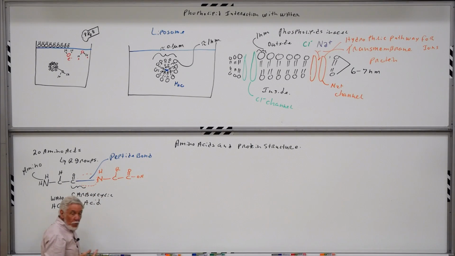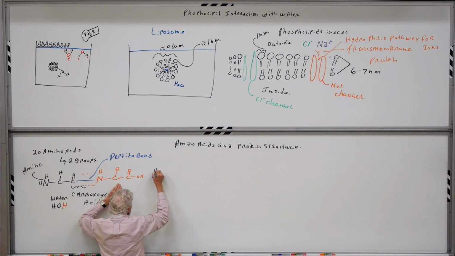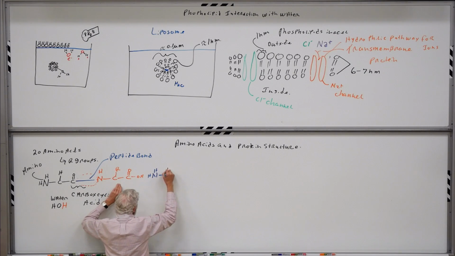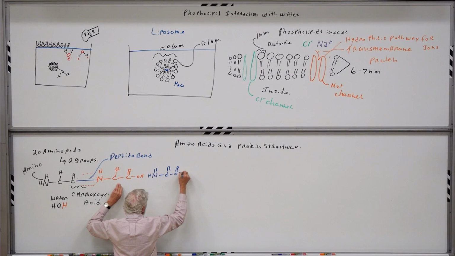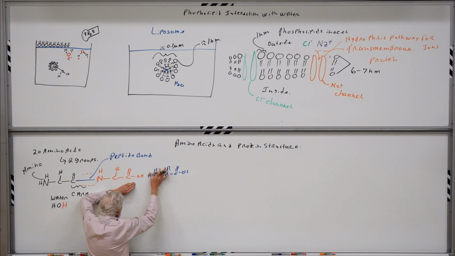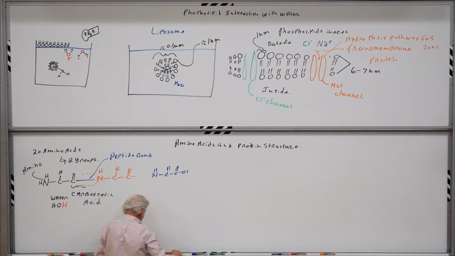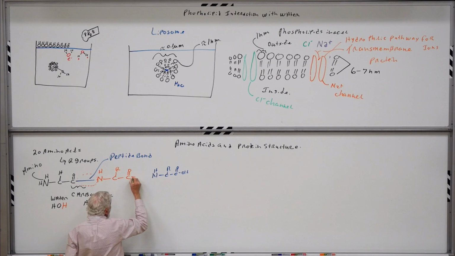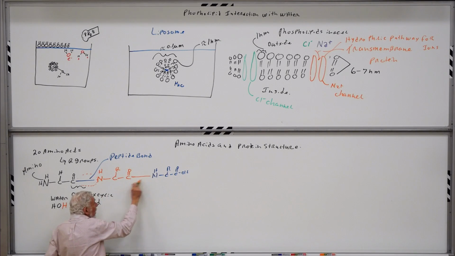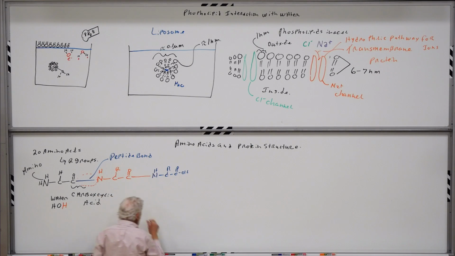We can do this over and over again. We can take another amino acid here. Use a ribosome to do the dehydration synthesis. Generate the bond between the carbonyl carbon and the nitrogen. That's another peptide bond. We can do this out here again.